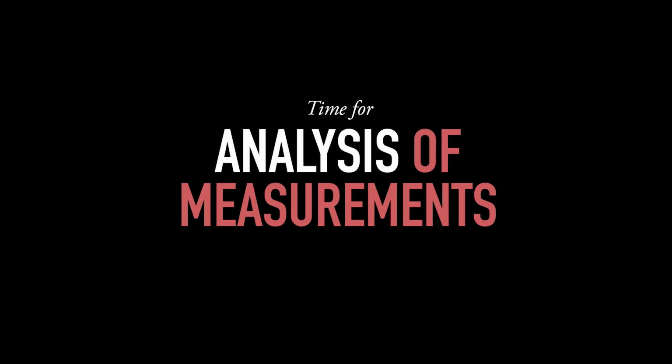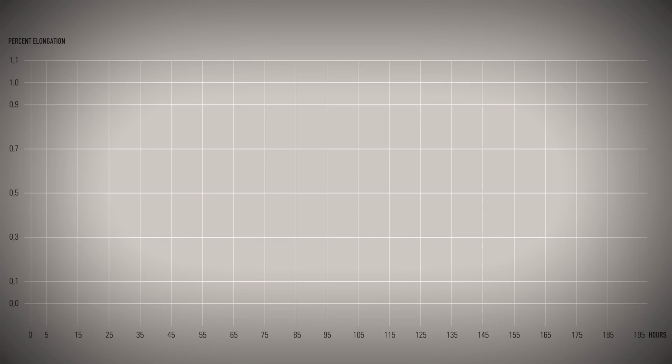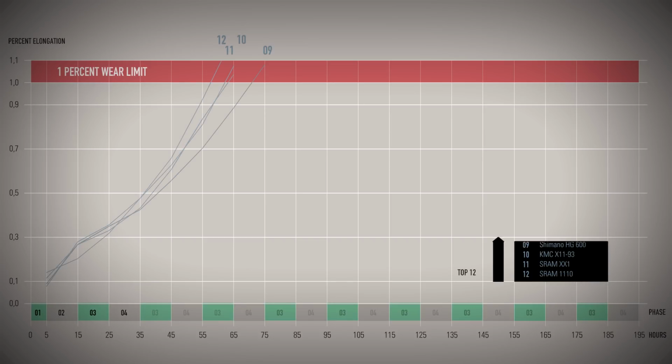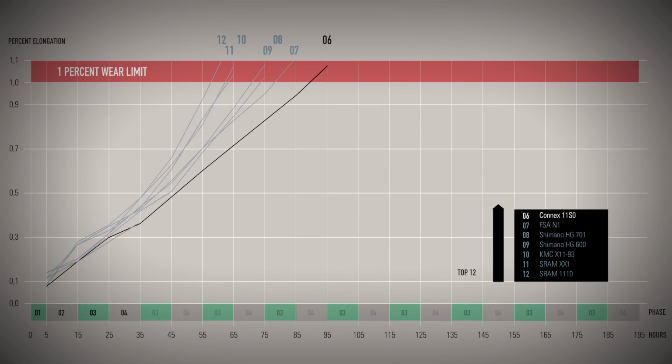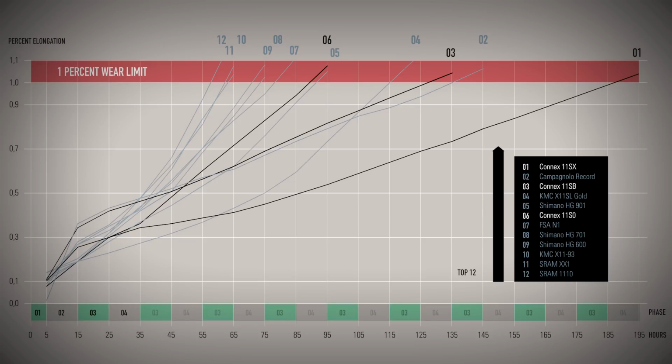Now, let's see the results for each chain tested. At the end of each test phase, every chain is cleaned and measured until a 1% elongation is reached. SRAM's 1110 model hit 1% after only 57 hours. The other results are as follows. The best result is achieved by the Connex 11SX stainless steel chain. It lasted a remarkable 187 hours.